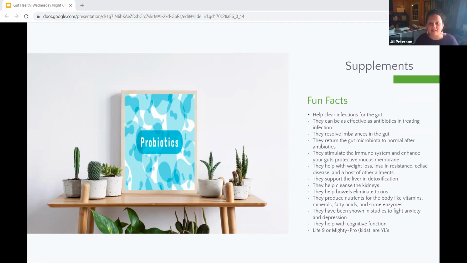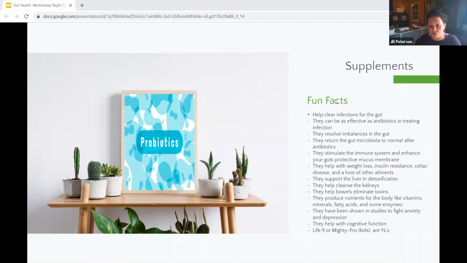The first being probiotics. So a couple of little known facts about probiotics. One, they help to clear infections for the gut. I won't read through this entire slide, but they will resolve imbalances in the gut. They help with weight loss, insulin resistance, celiac disease. They can help to cleanse your kidneys. They eliminate toxins. They help with cognitive function.